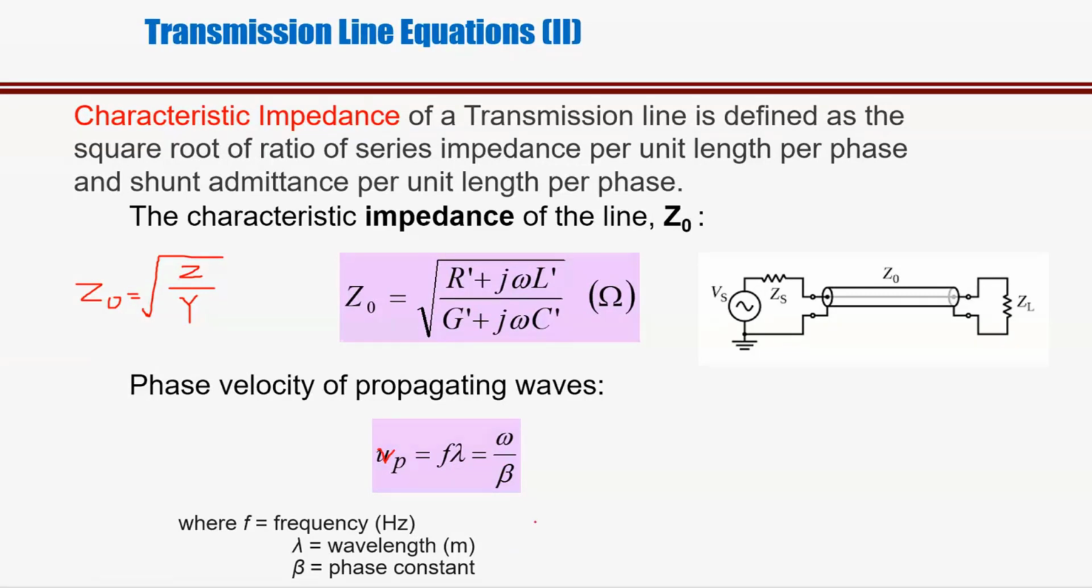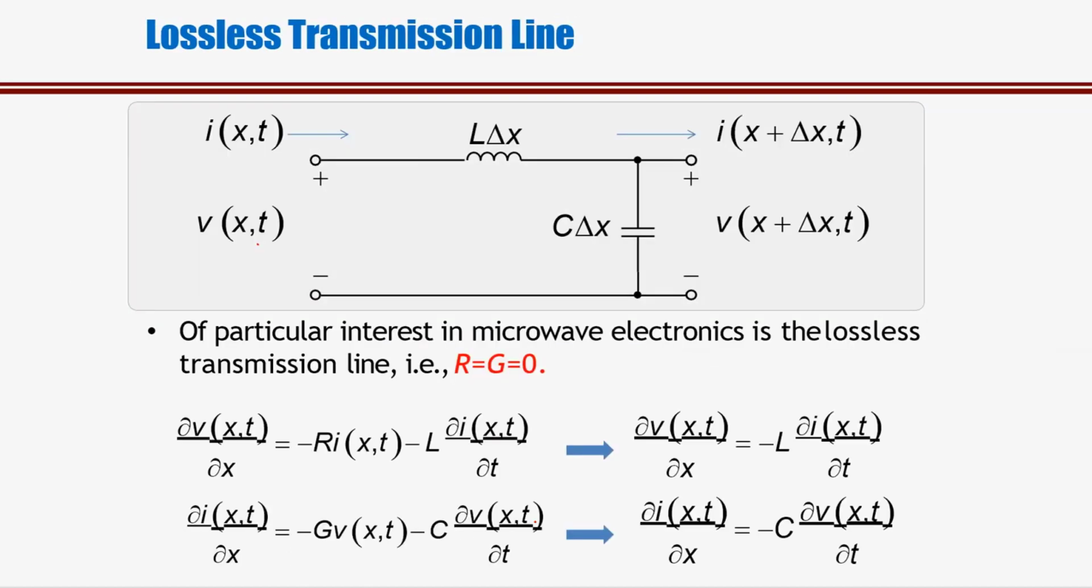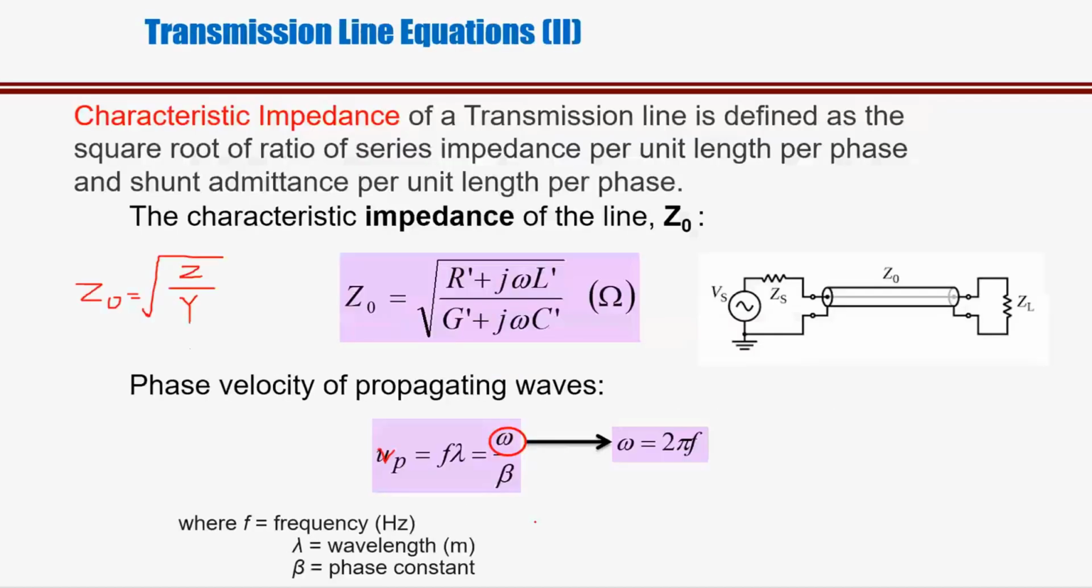So the phase velocity equation remains the same for the transmission line and for the electromagnetic wave also, where omega is 2 pi f and beta is called the phase constant in radians per kilometer or per meter.